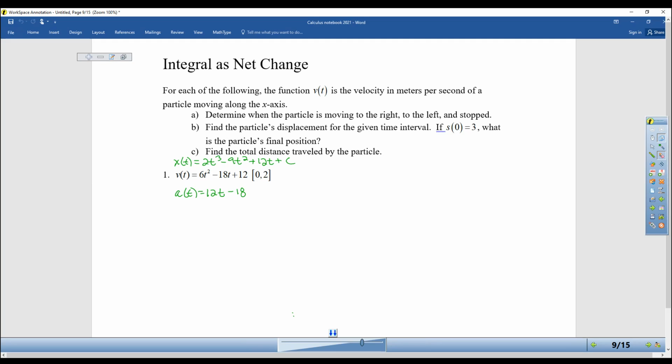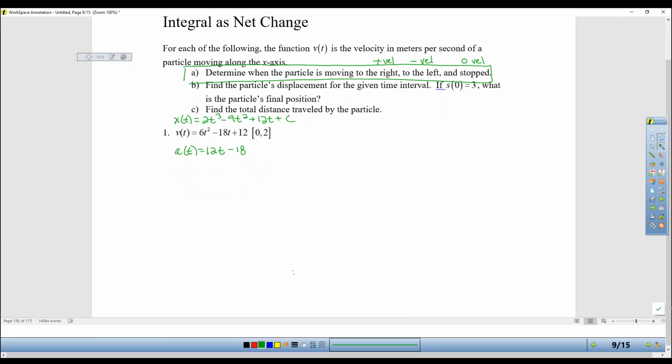So the first part says determine when the particle is moving to the left, to the right, and stopped. You need to recognize this question as talking about velocity. Moving to the right is positive velocity, moving to the left is negative velocity, and stopped is zero velocity. So I'm actually going to break my paper down into 3 sections just to keep it organized. You might want to do the same. This will be part A, part B, and part C. So I don't need the work that I've already done with the 3 equations. I'm going to stick straight with the velocity equation.